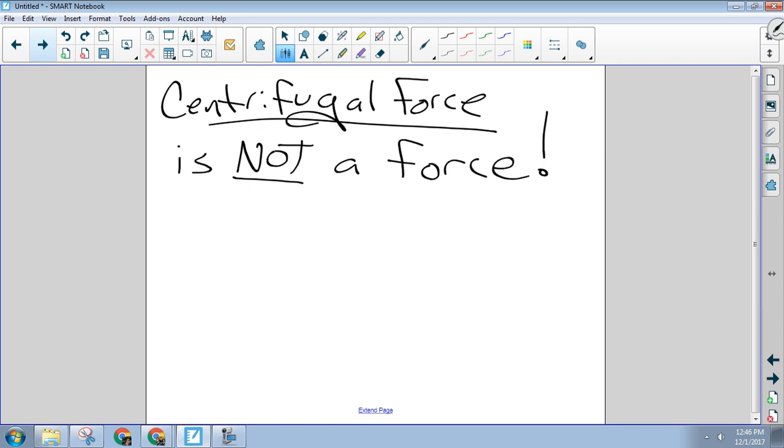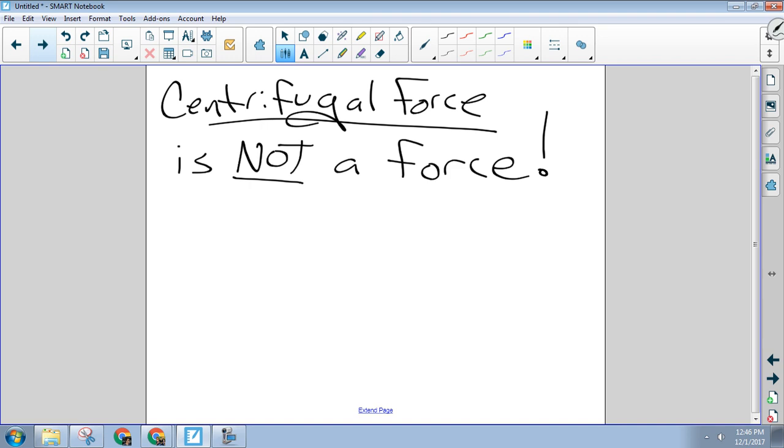Just like a glove box is not a box. That's weird. Glove boxes are boxes. I don't know why I just said that. Somebody come up with a better analogy. Boston cream pie is not a pie. Strawberries aren't berries. Wait, yes they are. I don't know. All right, anyway.